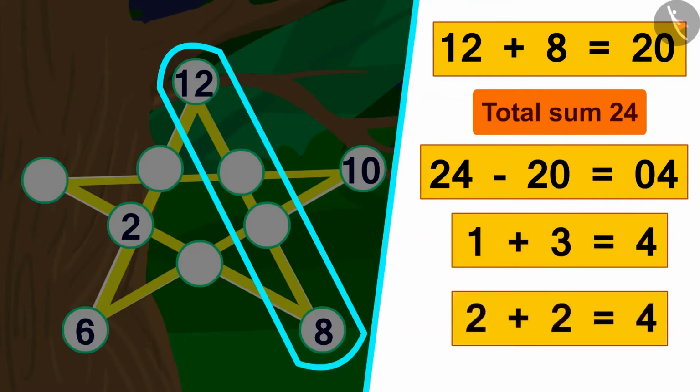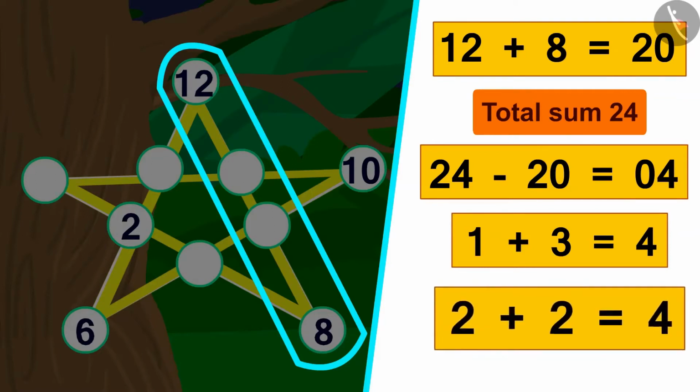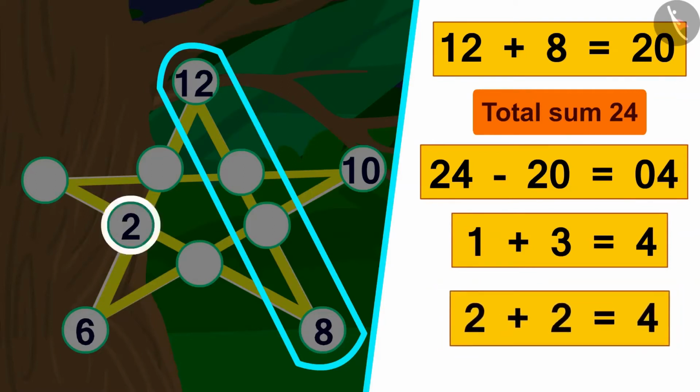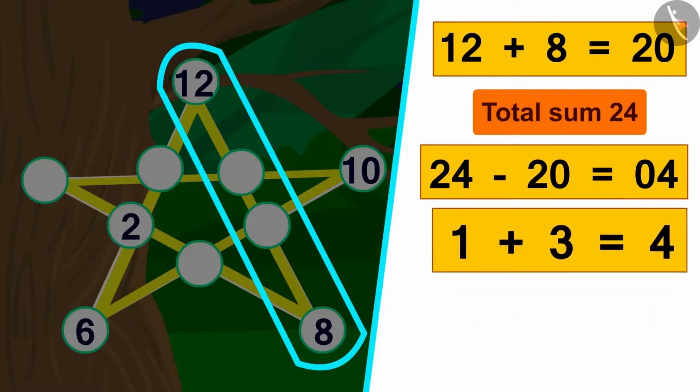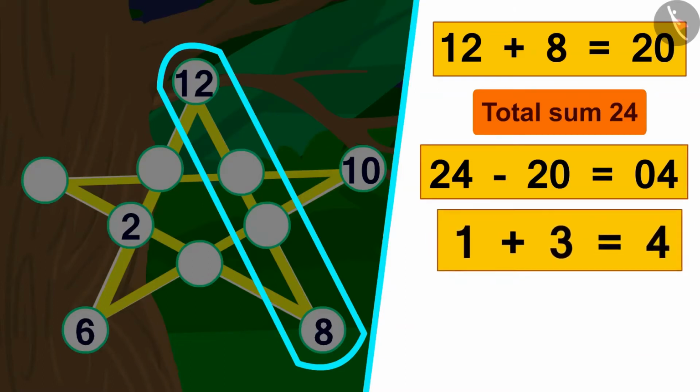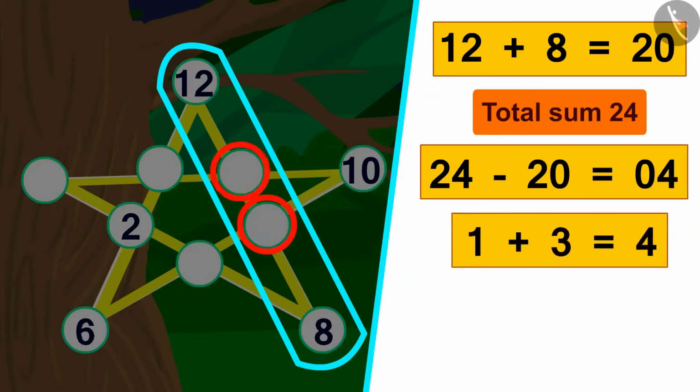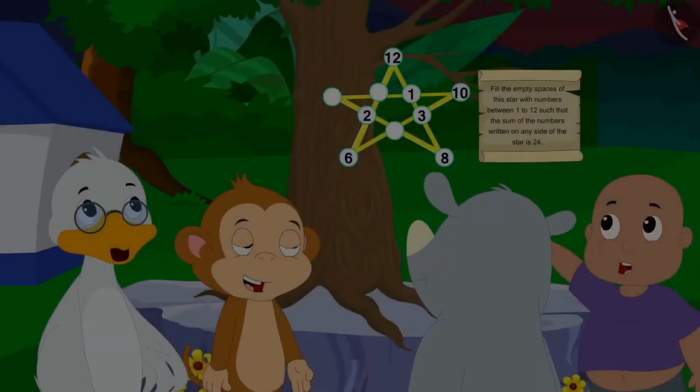But when adding 2 and 2, the number is being repeated. That is why we will write numbers 1 and 3 in the empty spaces of this edge. On saying this, Bablu wrote the numbers 1 and 3 in the empty spaces of this edge. All the villagers got very excited.